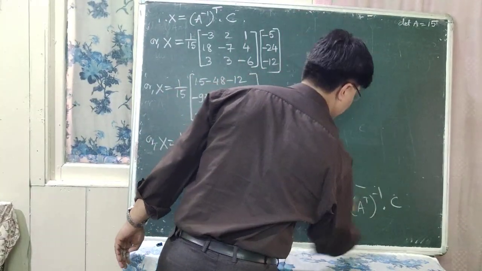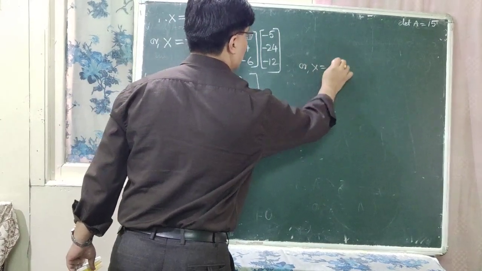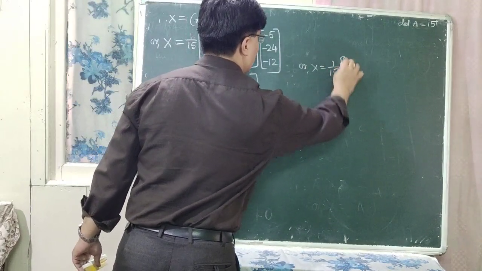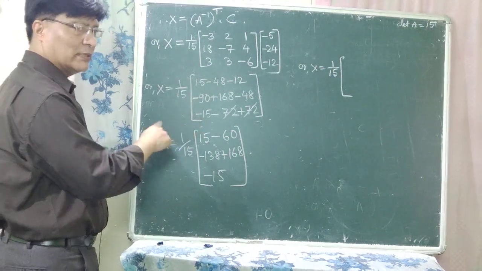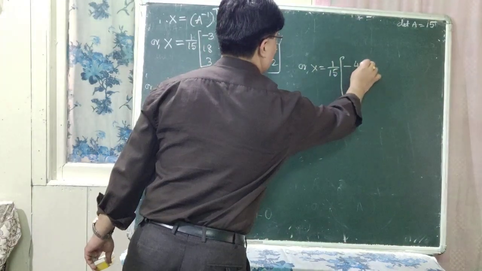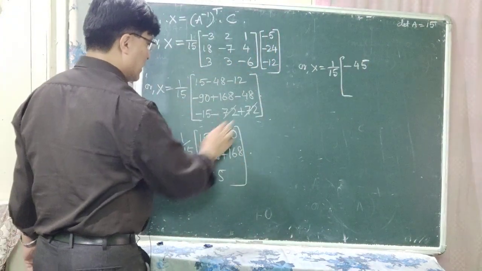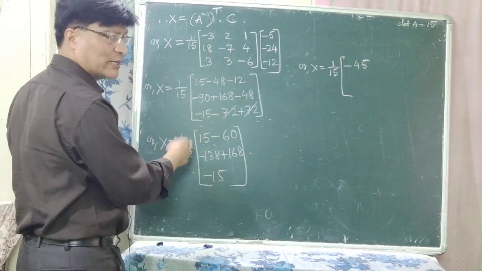So next one is, capital X is equal to 1 upon 15, 1 upon 15. Now you can subtract it. 15 minus 60, different sign, you have to subtract it. So it is minus 45, isn't it? 10 minus 5 is 5, 5 minus 1 is 4. You have to write down the sign of the greater number.